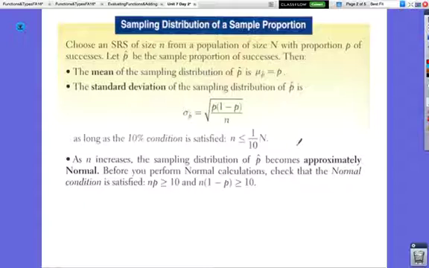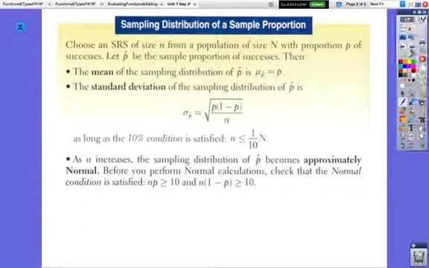Also, as n increases, the sampling distribution of p hat becomes approximately normal. Before you perform normal calculations, check that the normal condition is satisfied. That just means that the sample size times the probability of success has to be greater than or equal to 10, and the sample size times 1 minus the probability of a success also has to be greater than or equal to 10.